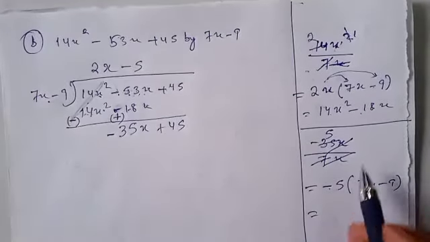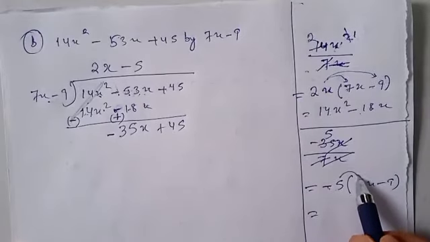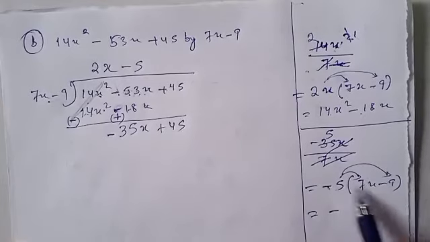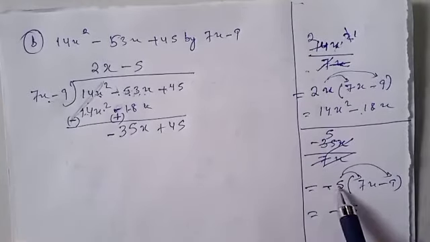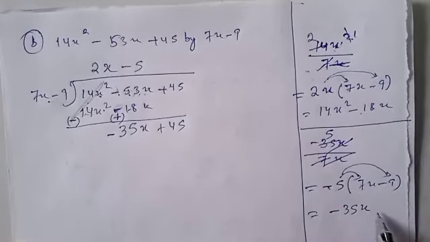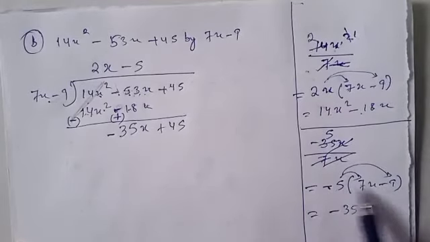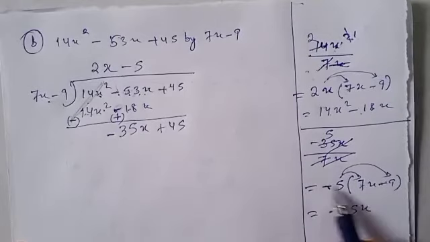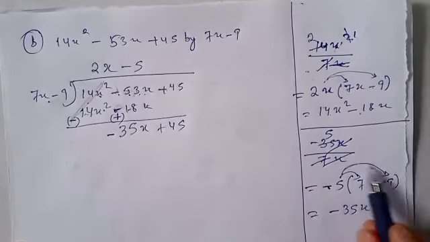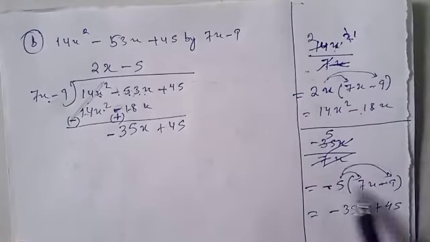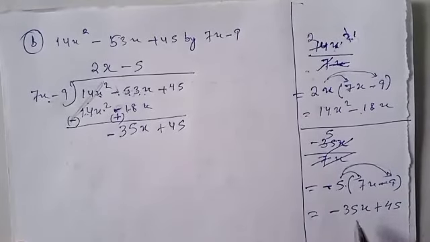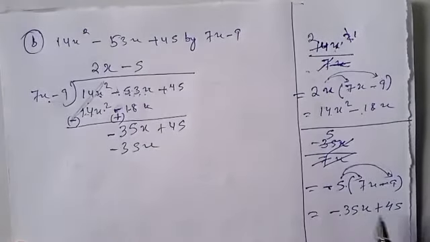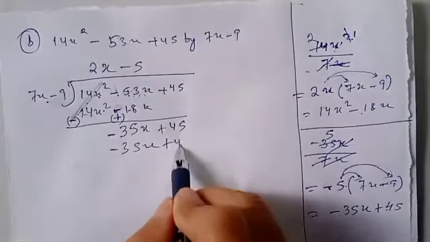Now let's open up this bracket: minus 5 into 7x, minus 5 into minus 9. Minus 5 times 7 is 35, how many x? Only 1x. Now plus or minus, we have to check these two signs. Because we have two signs, right? Minus and minus, minus into minus is plus. 5 times 9 is 45, no x, right? So only 45. Minus 35x, you write here minus 35x, and then plus 45, you write here plus 45.